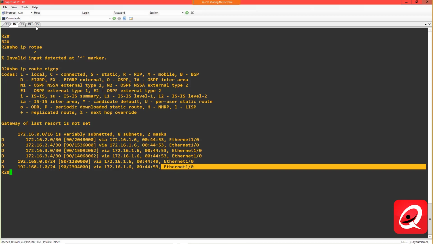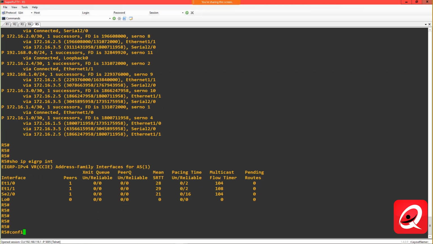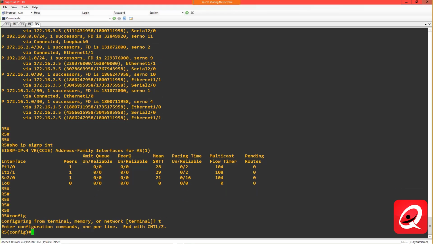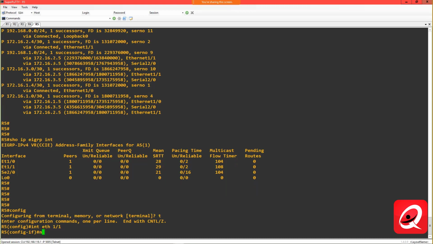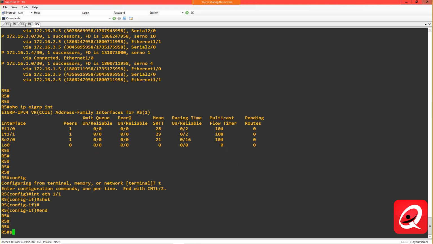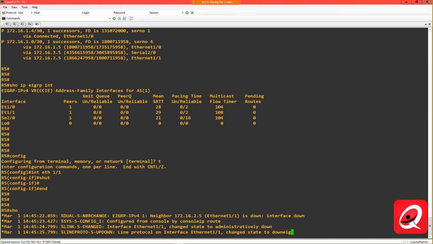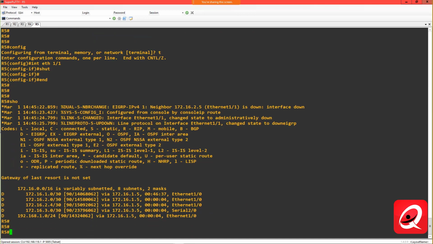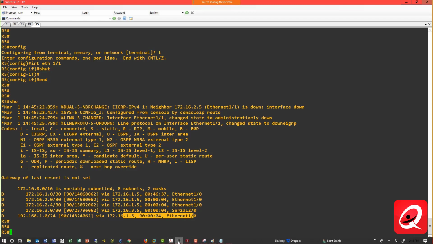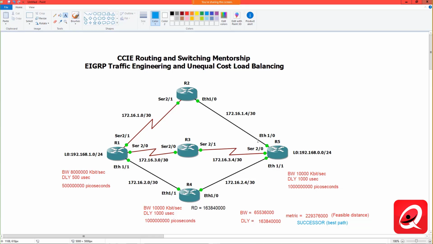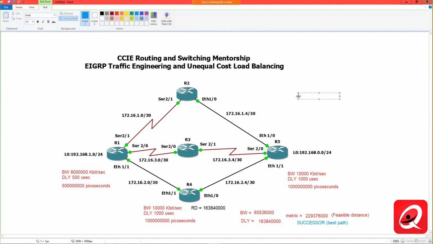Let me go in R5 and do that real quick. Interface Ethernet 1.1 and shut that down. Now, if I do a show IP route EIGRP, I can see that I'm going out of Ethernet 1.0 to reach that destination. And if I look at my topology diagram, now I'm routing over to router 2 and then down to router 1.